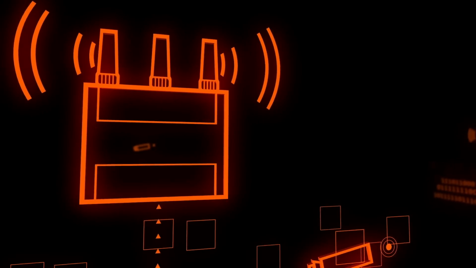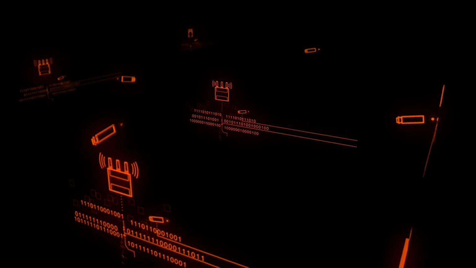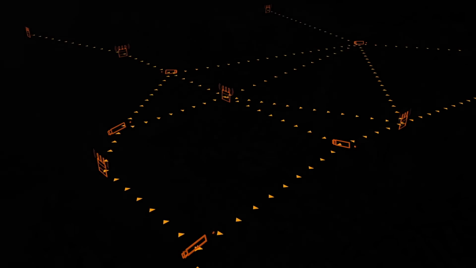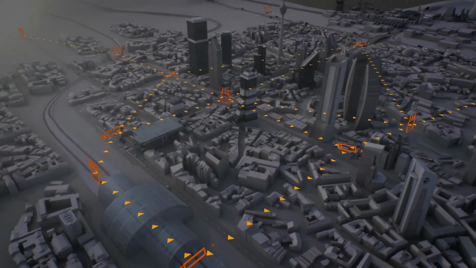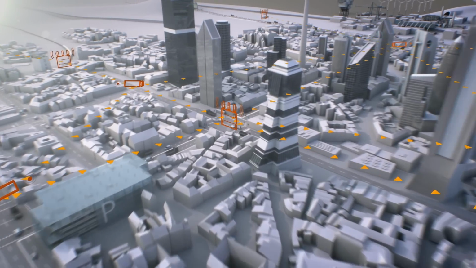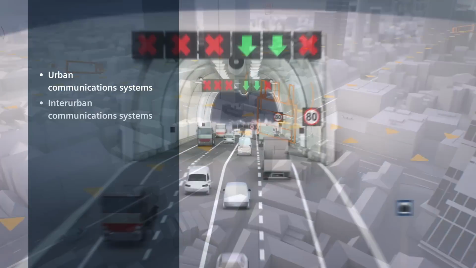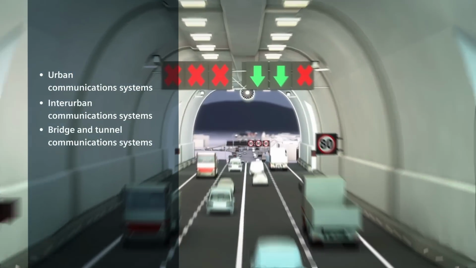Rugged Network Solutions by Siemens. A name you trust. Proven technology. RUGGEDCOM products like the RSG920P can be found throughout the transportation industry and beyond. Designed for communication systems found in urban and interurban settings and on bridges and tunnels.